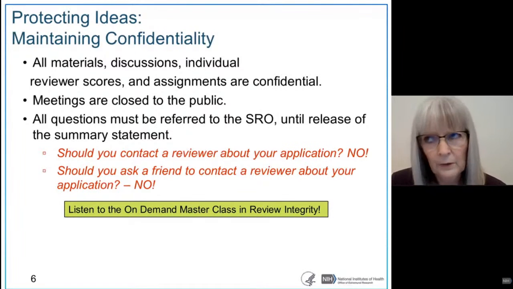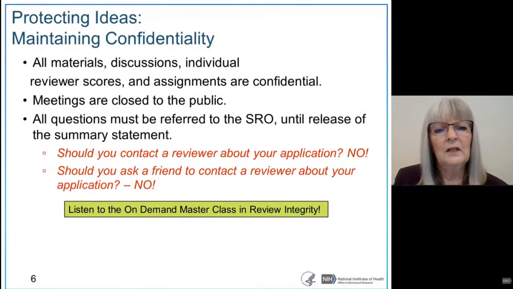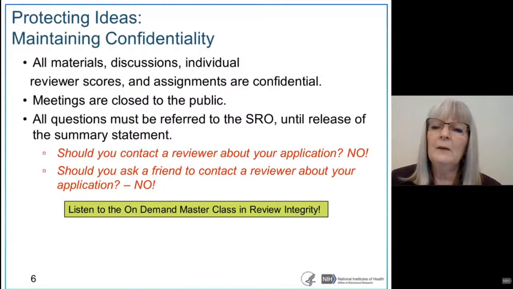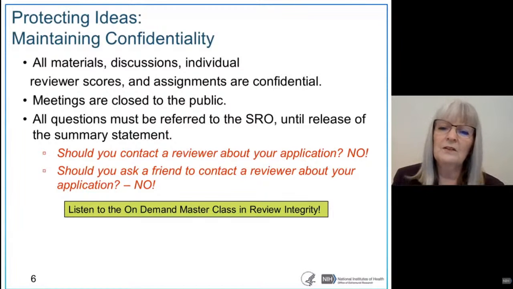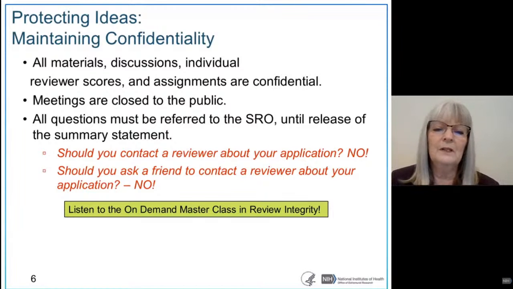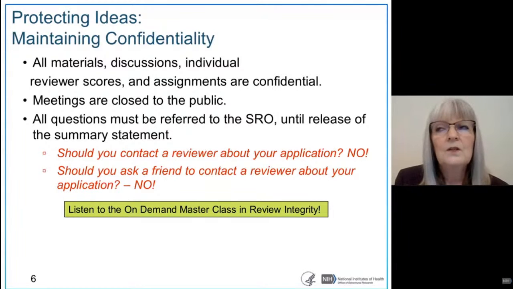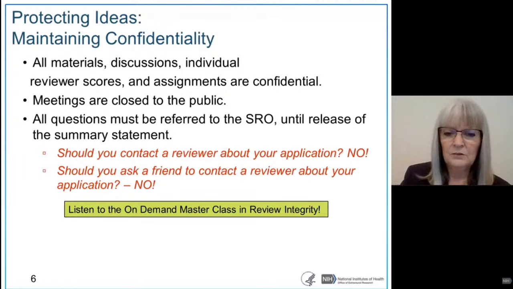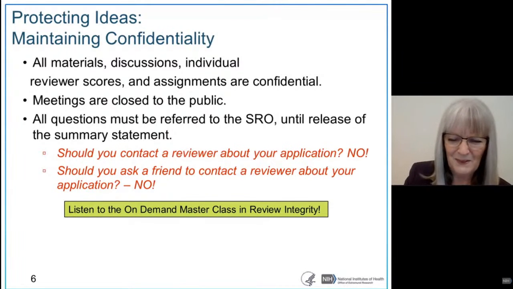It is very important that you pay attention to these next two questions. Should you contact a reviewer about your application? No. Should you ask a friend to contact a reviewer about your application? No. Doing so will get you into a world of trouble. Reviewers are instructed to contact us when they are contacted by applicants, and we will pursue this as a breach of integrity. Again, I urge you to listen to the on-demand recording.